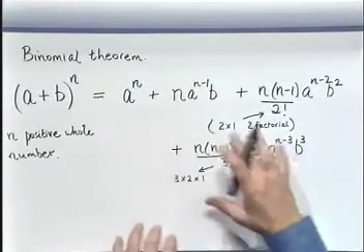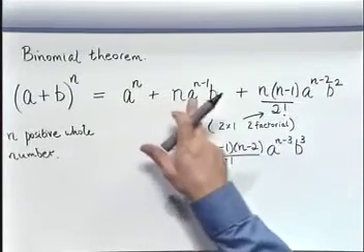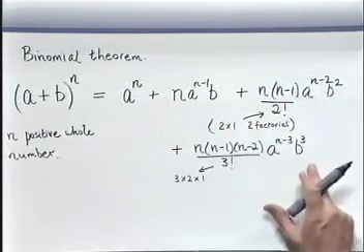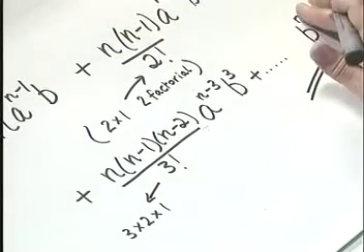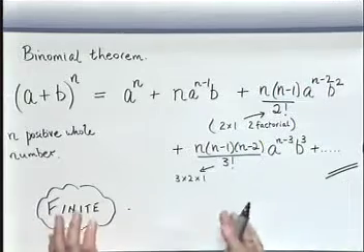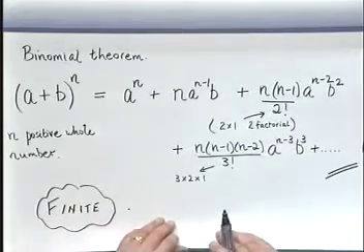So all the way through this theorem, you'll see the powers of a are decreasing and the powers of b are increasing. Now this series goes on and on and on until we reach the term b to the power n when it stops. So this is a finite series. It stops after a finite number of terms.